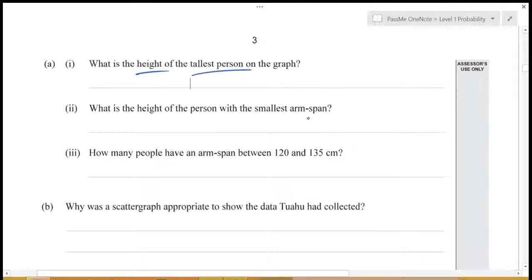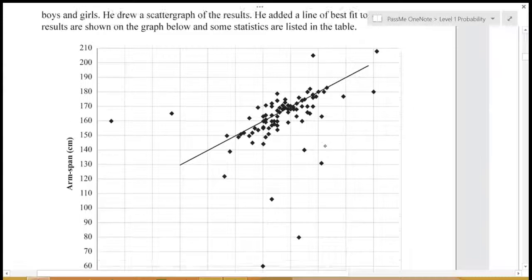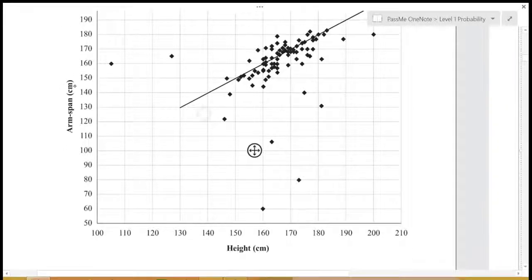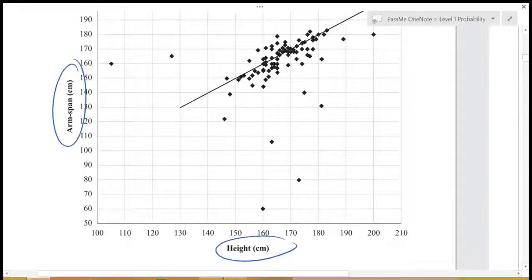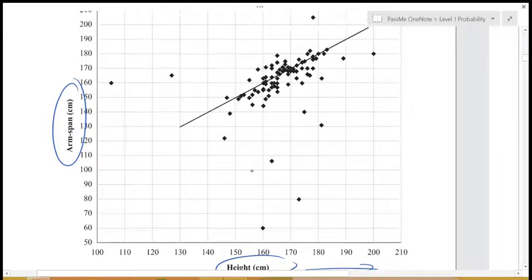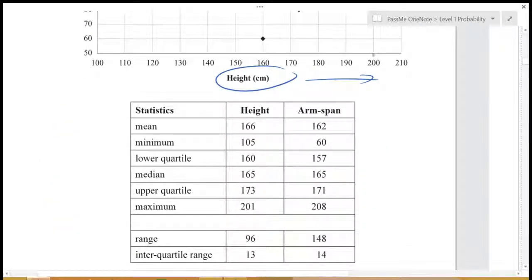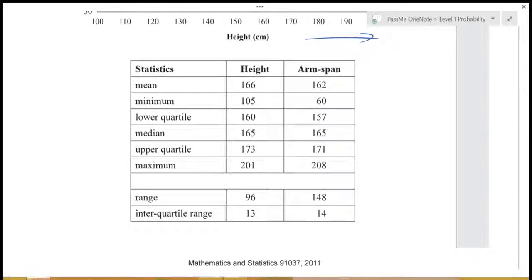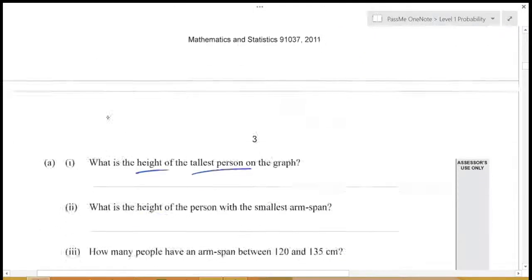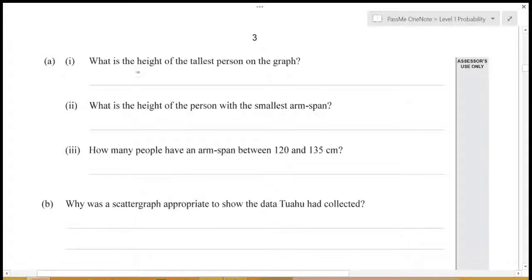So we want to go to our graph and have a look at what our two variables are. We've got arm span on this axis, height on this axis, and so we're really looking for the highest along here. So that's that point there, and it looks like it's a little bit over 200 centimeters if we track down. We can look at our statistics as well, because we've got height and arm span here, and under height, if we come down to here, we've got our maximum of 201. So that's our first question there. We've got 201 centimeters. What is the height of the person with the smallest arm span?